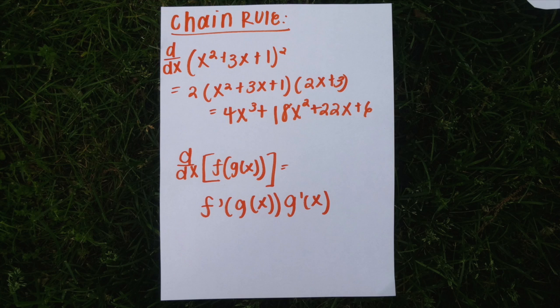So to solve this problem, we're going to take the derivative of the outside, which is 2, times the original function of the inside, which is x squared plus 3x plus 1, times the derivative of the inside, which is 2x plus 3. And then we can simplify to get 4x cubed plus 18x squared plus 22x plus 6.